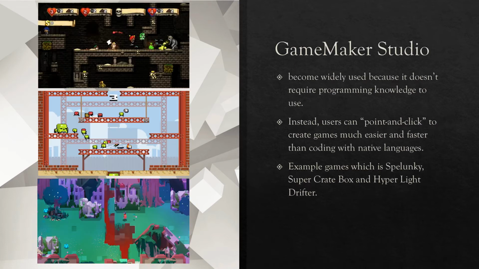For Game Maker Studio, why is it on the top list? Because it doesn't require programming knowledge to use. You can make a game without having to learn even a single programming language, but it is more limited than other engines, of course. Examples of games: the famous Spelunky, a side-scrolling multi-platform game, I think, Super Crate Box, and Hyper Light Drifter.